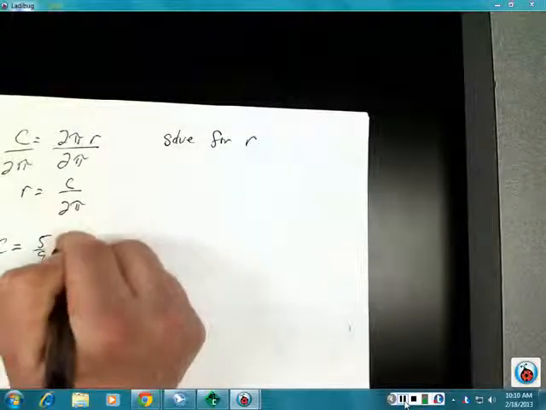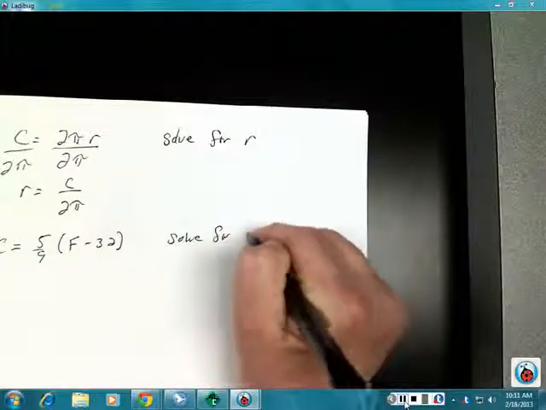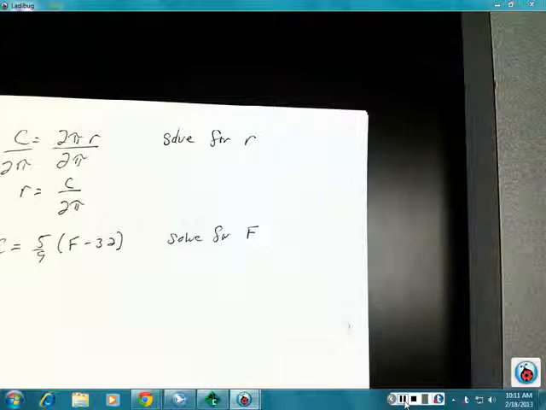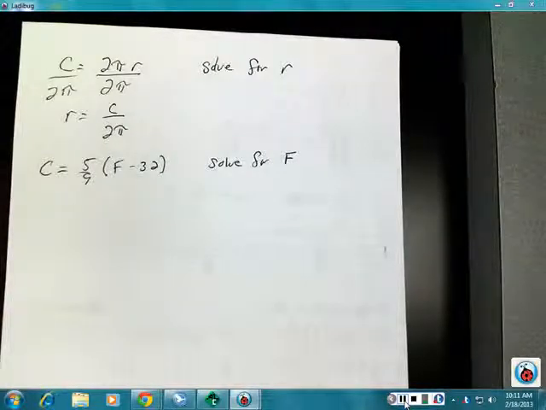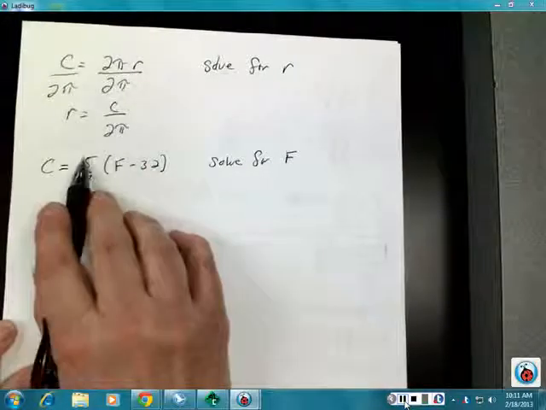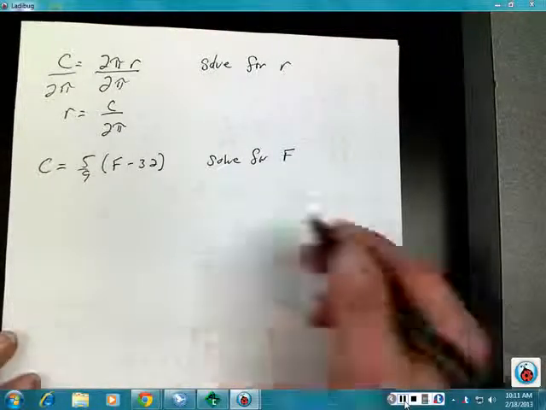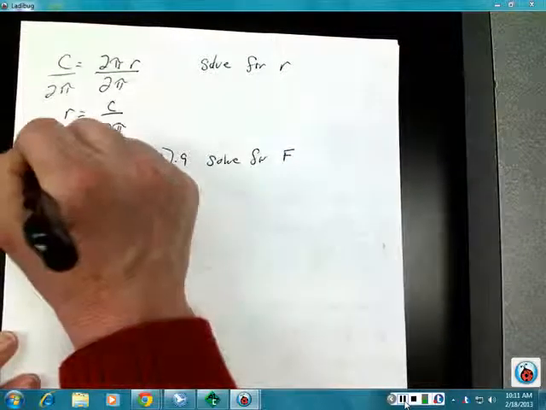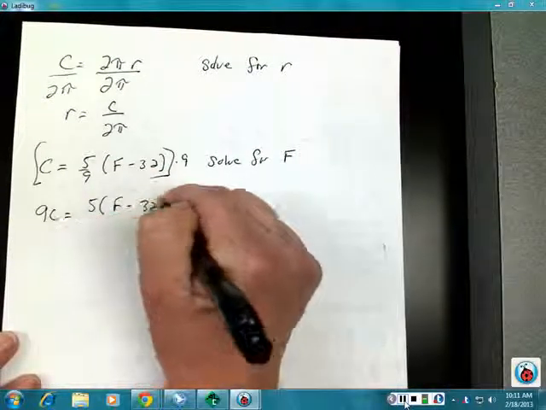Celsius equals 5/9 times F minus 32, and solve for F, or for Fahrenheit. So what happens with that one? I gotta solve for the Fahrenheit in there. What should I do first? Distribute? I'm going back with one of those ugly looking things if I do that. So how do I get rid of 5/9? Or how do I get rid of 9? Times it by 9. Everybody in there. 9 times C is 9C. Equals 5 times F minus 32.